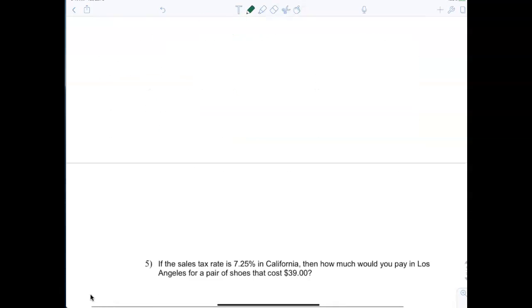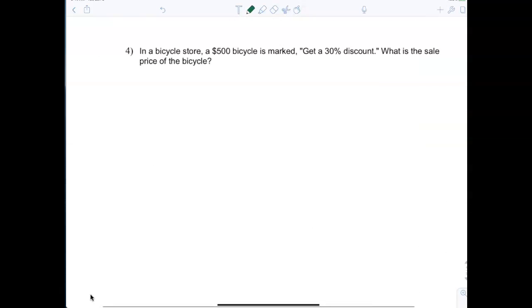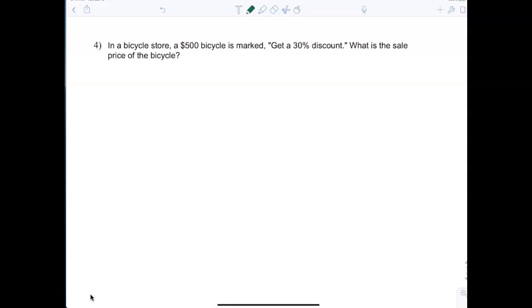All right, let's do 4. Go. Okay, in the bicycle store, a $500 bicycle is marked to get a 30% discount. What is the sale price? Now, do we have to find the discount this time? No, we don't have to find the discount. So you can tell me 500 times 0.7. Exactly. $350. Thank you very much.